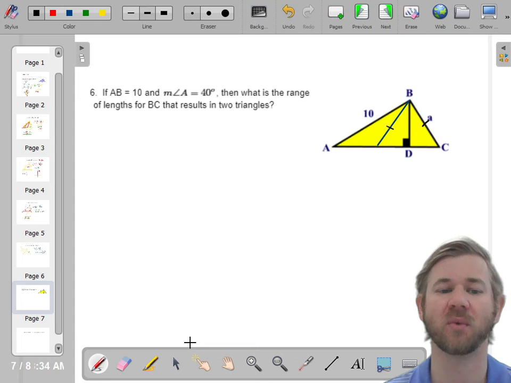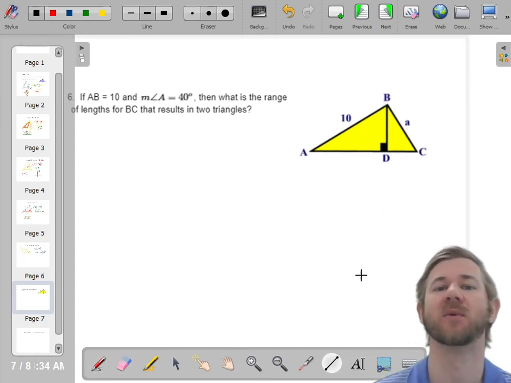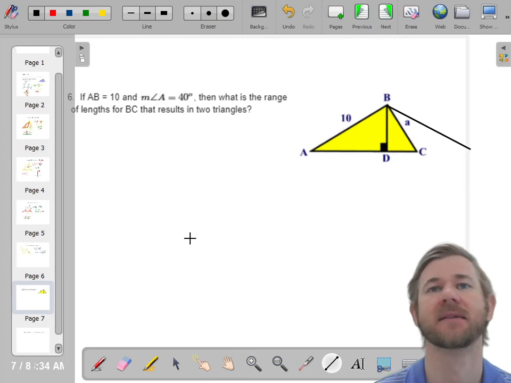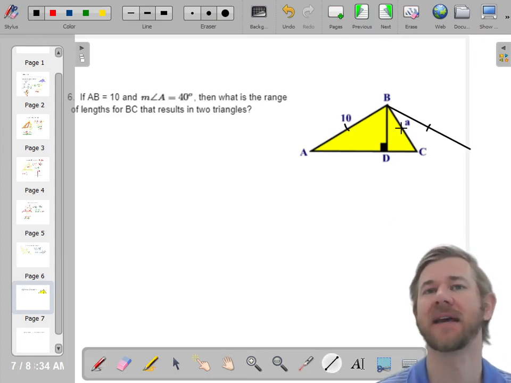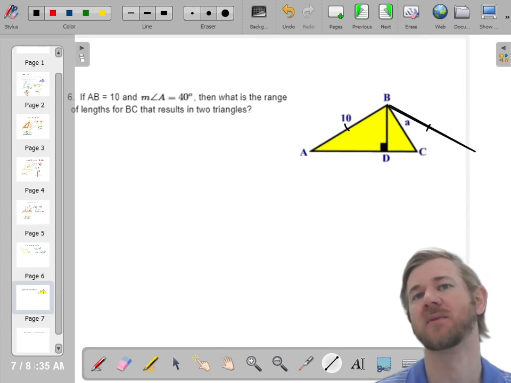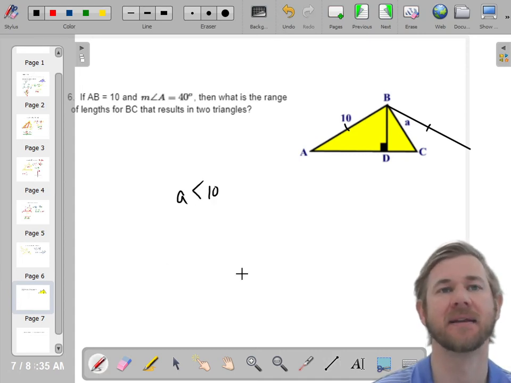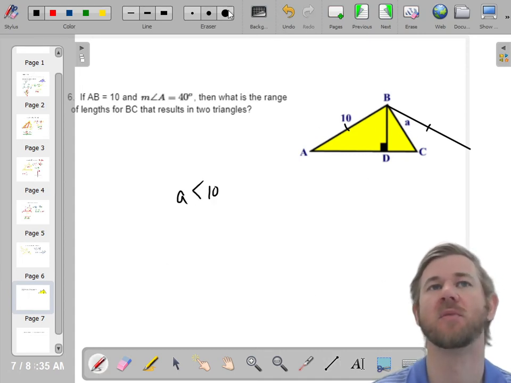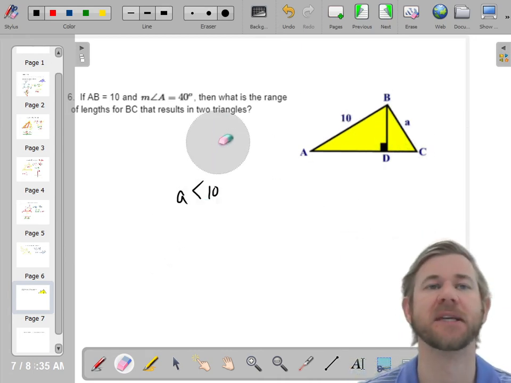Well, the cutoff is going to be if it was isosceles. If we drew it like this, and this was 10, and this was 10, then anything longer than that, we saw from our exploration, will be too long to form two triangles, so there's only going to be one triangle. So I know that A has got to be less than 10, because if it's longer than 10, it won't form two triangles. It'll just be like a really obtuse angle B at the top.